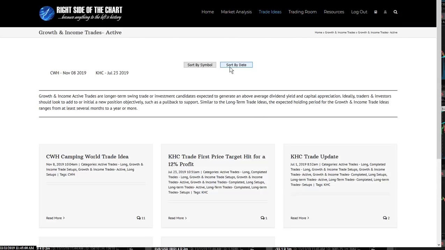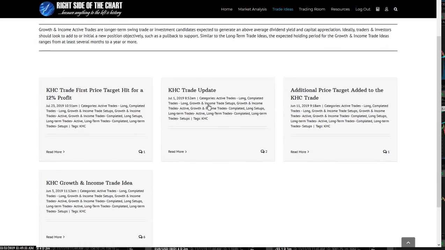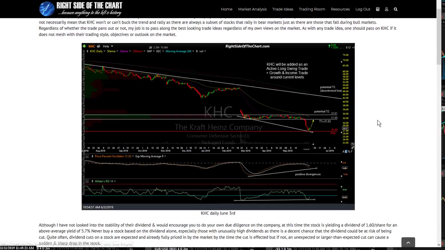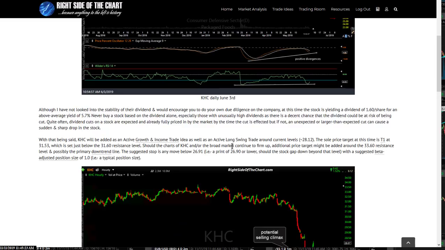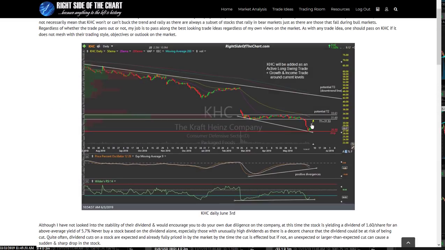Now what I wanted to get to here is, you click on a category, and you'll see Camping World is still active. If you click on that, it'll load only posts there. Let's go to KHC. Here's a trade that's long since been stopped out. You can see that this trade was added back on June 3rd. That was a while ago. At the time, the parameters of the trade were all here. If you go to the first post, it will give you the trade parameters and price targets. If they're not in the original post, I'll follow up in the next post. So we had an entry here, a first target, and a potential second target up here.